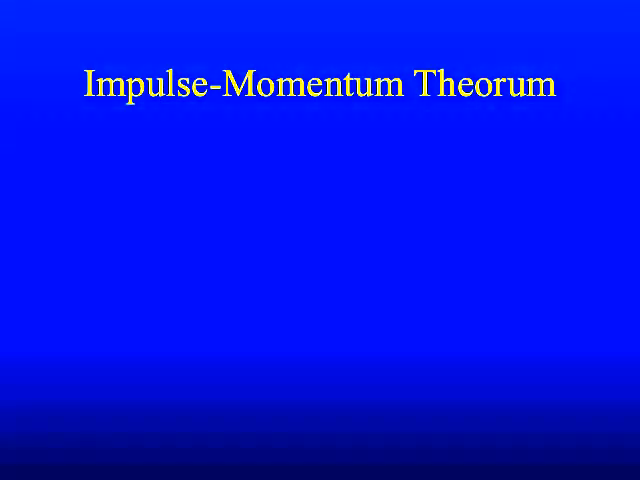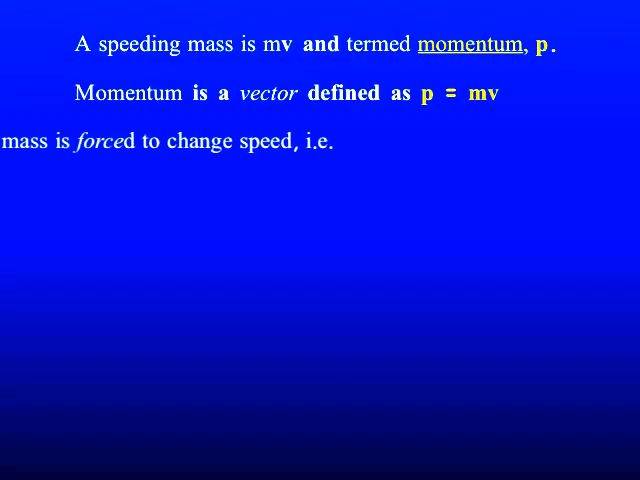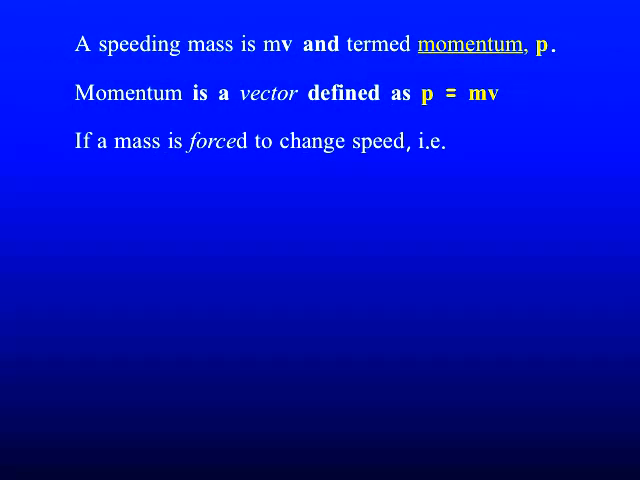A lecture on momentum. The big idea of this lecture is the impulse momentum theorem. A moving mass, mass times velocity, is termed momentum, symbolized by the letter P. Momentum P is a vector defined as P equals mass times velocity.